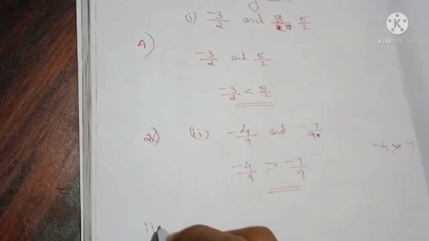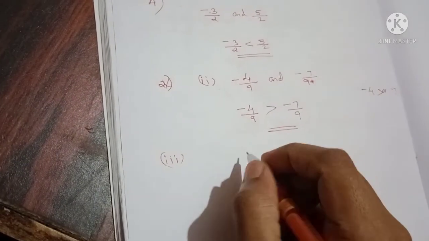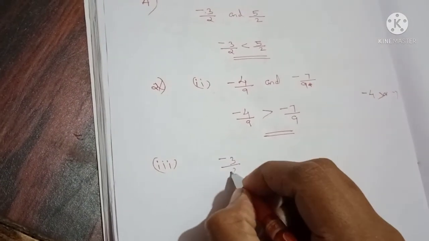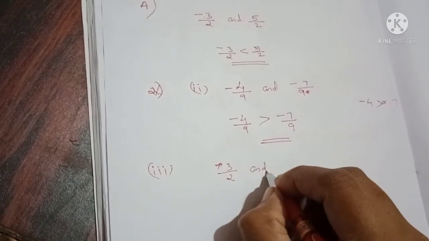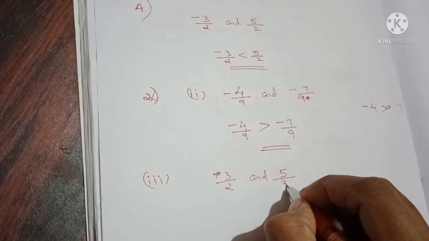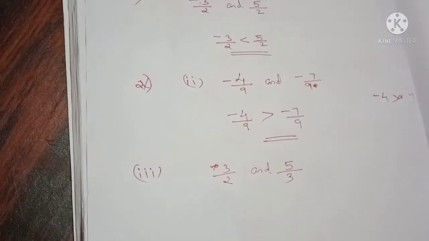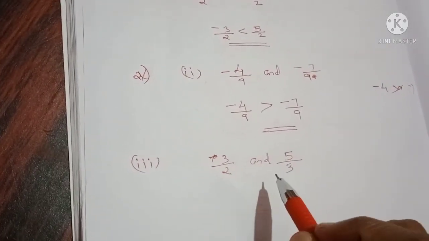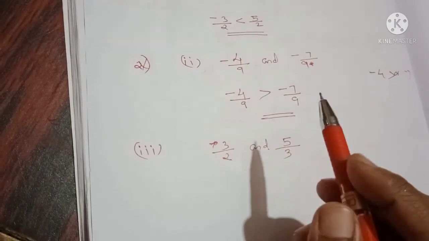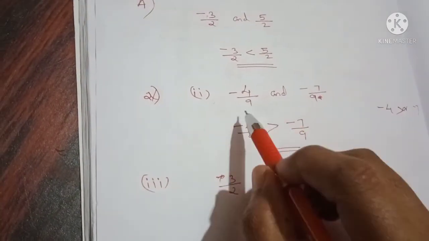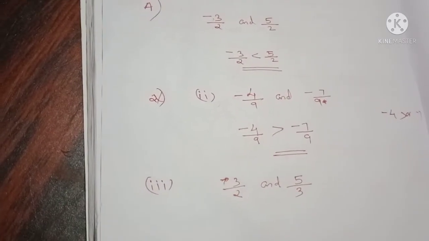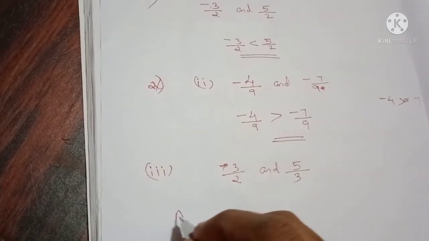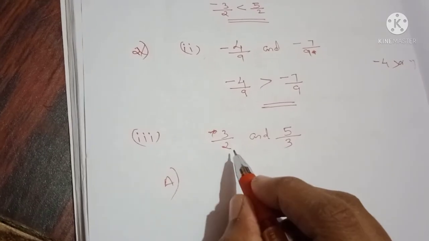So what will happen when the denominators are different? That is what we are going to check now. Let us take positive numbers 3 by 2 and 5 by 3. How can you compare these two numbers? In the previous question it was easy for you because the denominators are same. But here the denominators are different. So we need to make them equal. How can you make them equal? This we are going to discuss.